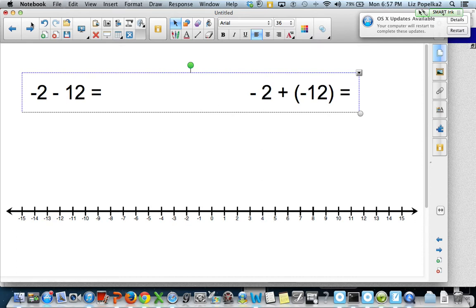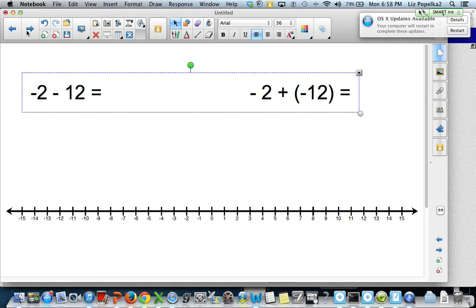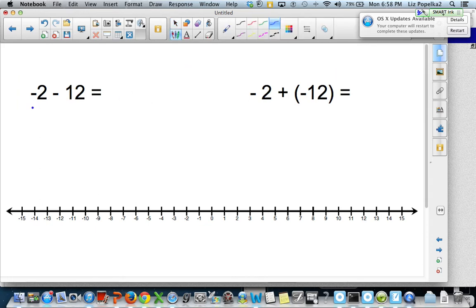Let's look at a different example of subtraction. It still works exactly the same way though. The only difference is that in our previous examples, our first number was always a positive number. This time, our numbers are negative numbers at first, but that's okay. It still works exactly the same way. So the first number is a negative 2.